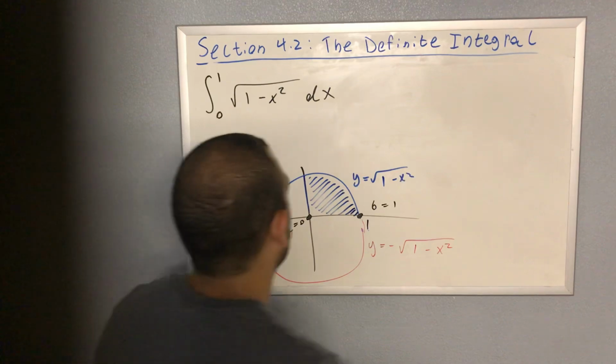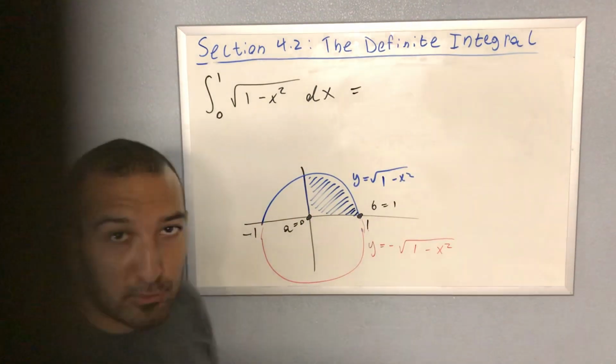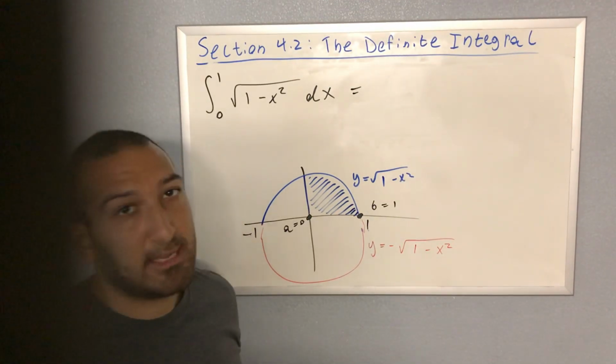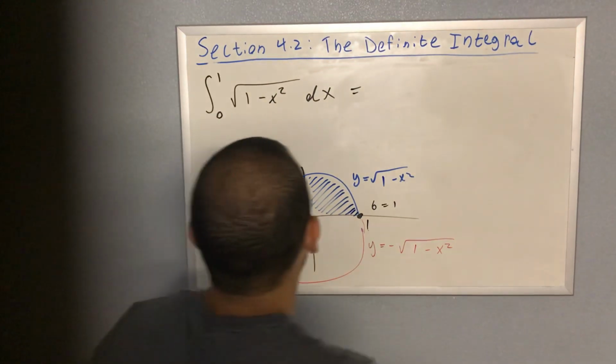Okay? And so now we can basically use, like I said, formulas from geometry that we already know to give an exact answer. No Riemann sums or anything needed. No weird limits or anything.